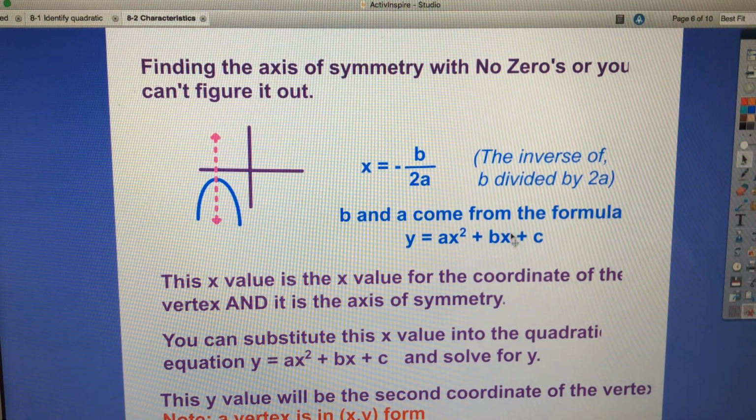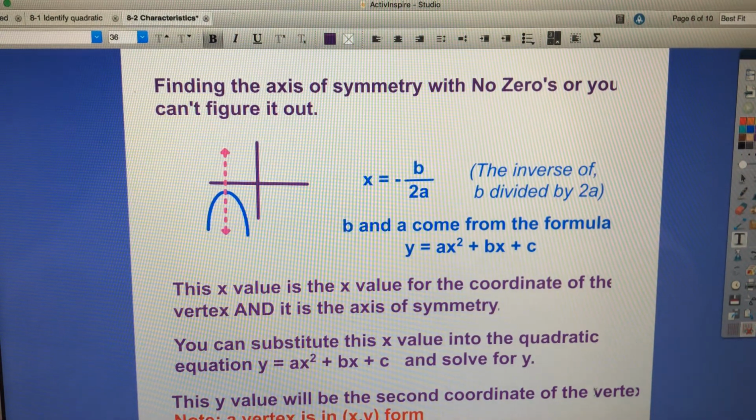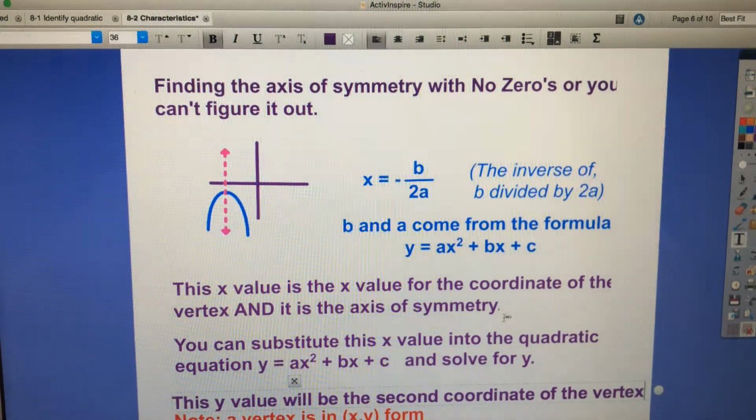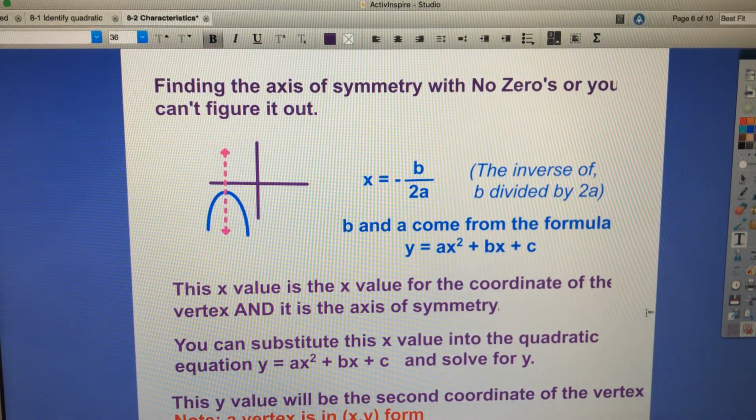b and a come from the formula y equals ax squared plus bx plus c. This x value is the x value of the coordinate of the vertex, and it is the axis of symmetry. You can substitute this x value into the quadratic equation y equals ax squared plus bx plus c, and you could solve for y. So if you know what this x value is, you can plug it in and actually solve the quadratic equation.